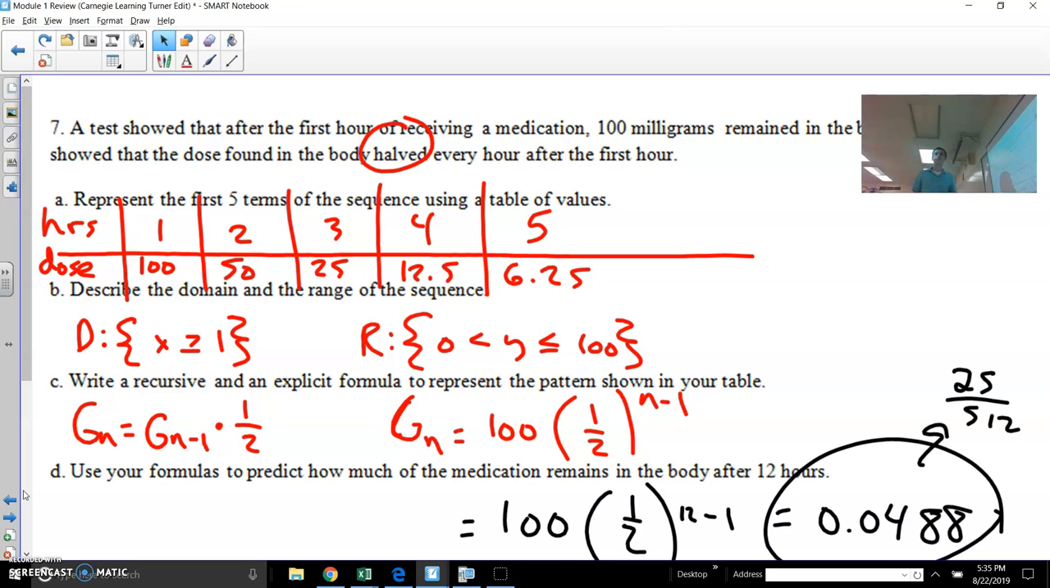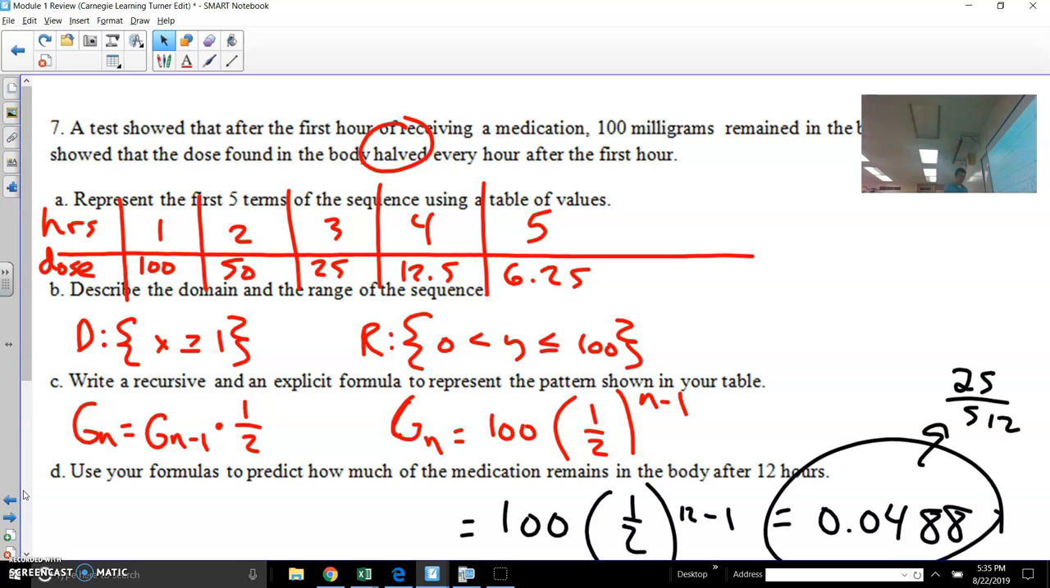And so if I'm describing the domain, that is the potential hours, and this is just going to start at 1 because that's where it started in the problem and move greater than that. And for the range, well, if you're halving 100, that means it's going to approach 0. But if you remember, as you divide something in 2, it never actually becomes nothing. So it'll never actually be 0. It just keeps getting smaller and smaller and smaller until it's just some speck of a dose in your body.